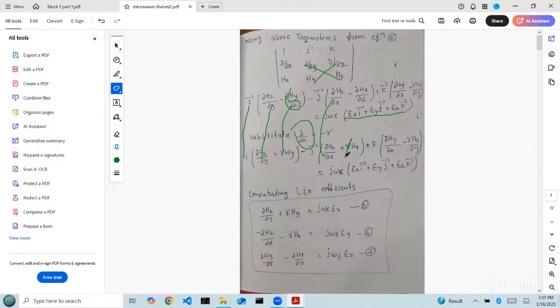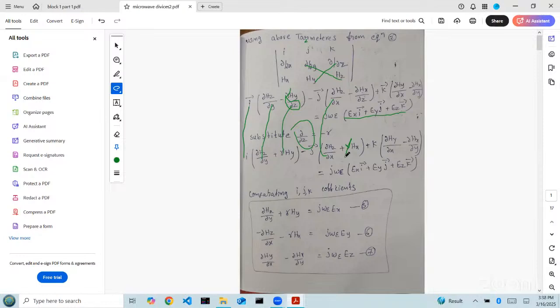So we got 3 equations. For which one did we get them? Del cross H. These 3 equations are related to del cross H. Now next task, what do we have to do? For which one do we have to do next? Del cross E.